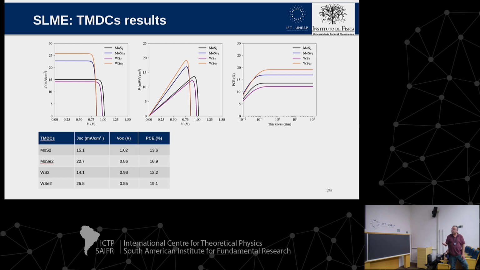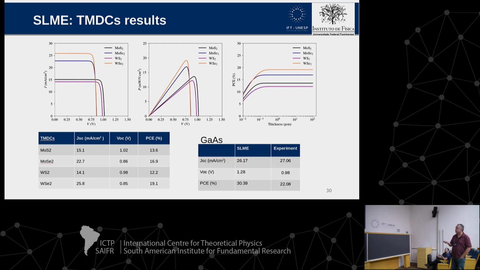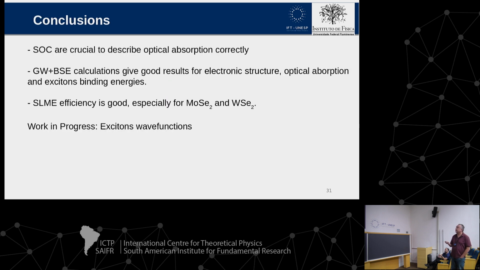This number is 30%. Of course, with this kind of materials, the idea is not to compete with silicon or gallium arsenide. That's not the point. The point is to find some niches in the market, for instance, in transparent solar cells or flexible solar cells, where this kind of materials can be interesting. So here is the example of gallium arsenide.